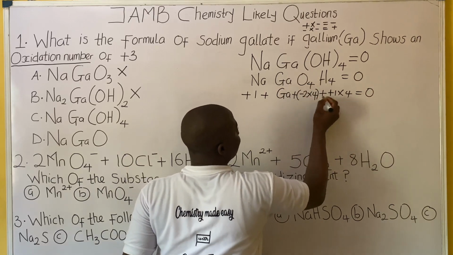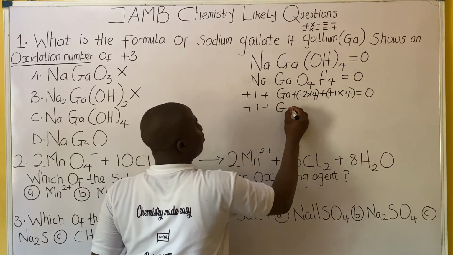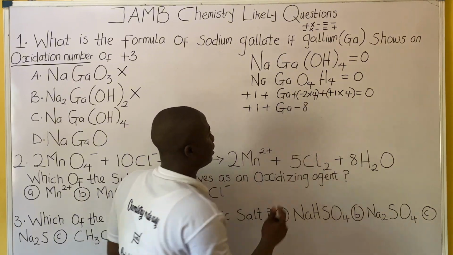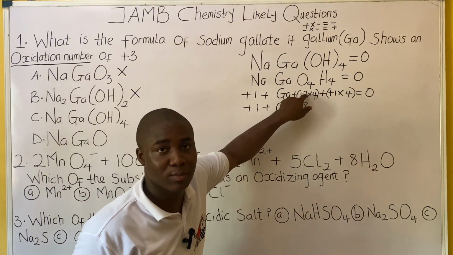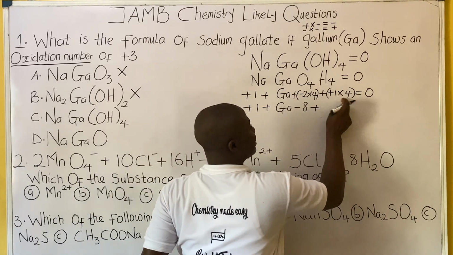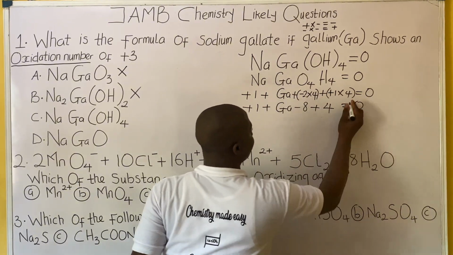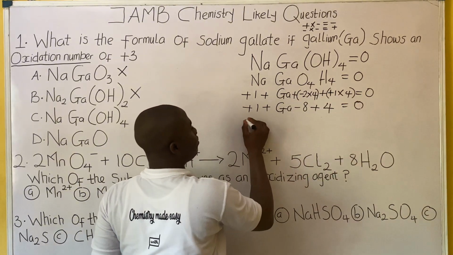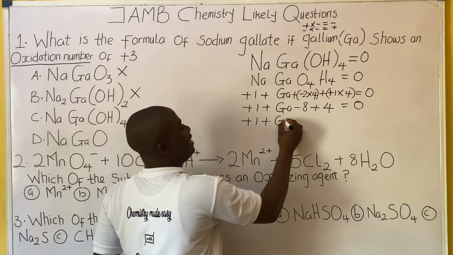So put this in a bracket, put this in a bracket as well. So plus 1 plus gallium or minus 8. You understand now? You understand how this is minus 8? 2 times 4 is 8. Minus times plus is minus. Do you understand? Plus 1 times 4 is 4, and this is plus, still 4, so plus 4 is equal to 0. So what happens next is going to be plus 1, yes, plus Ga.